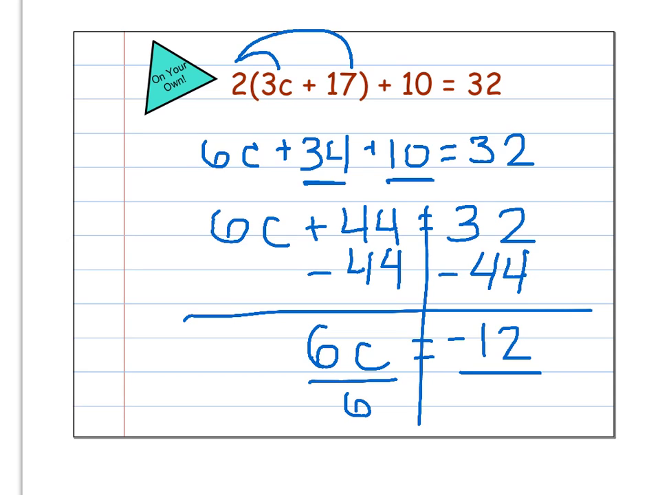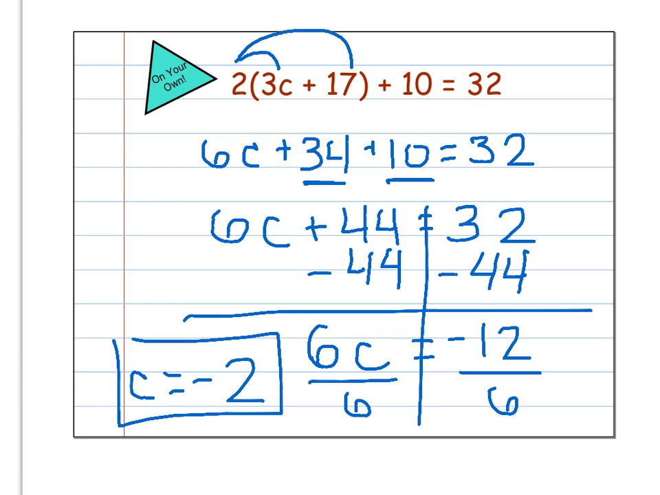Divide by 6 on both sides. And so I know that c is equal to negative 2. And I can check my answer just to make sure. So hopefully you got that as well.